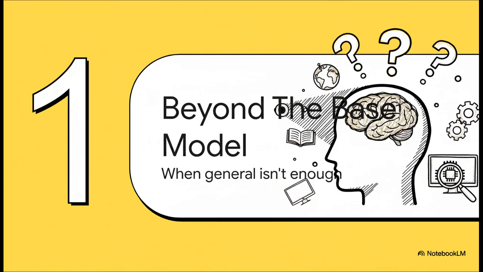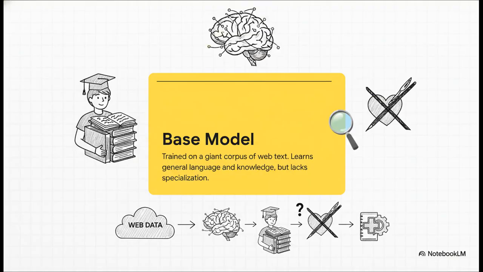Okay, so this brings us to our first big idea, going beyond the base model. We're going to explore why a know-it-all AI isn't always what you actually need. So, every powerful AI you've ever used starts its life as a base model. The best way to think about it is like a brilliant student who just graduated from medical school. They've read every single textbook, they have this incredible broad knowledge, but you probably wouldn't want them performing your heart surgery tomorrow, right? They're missing that deep, specialized, hands-on expertise.